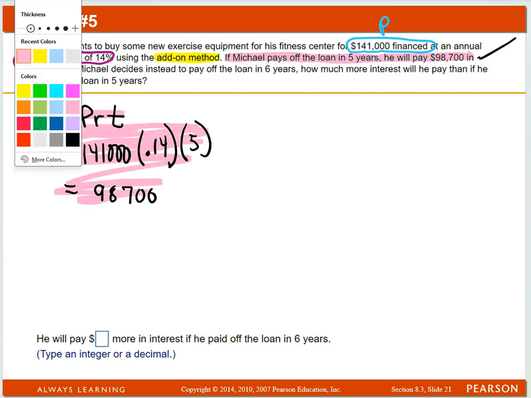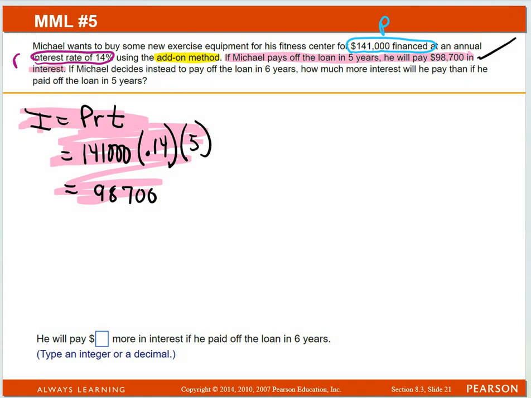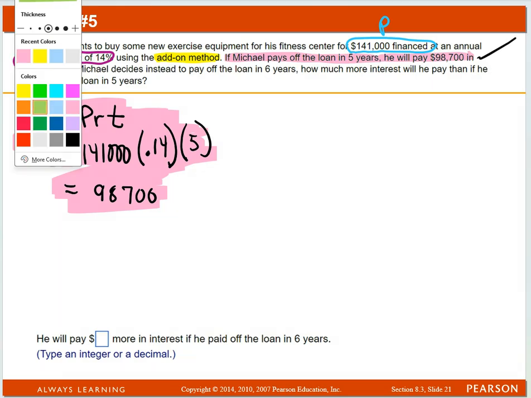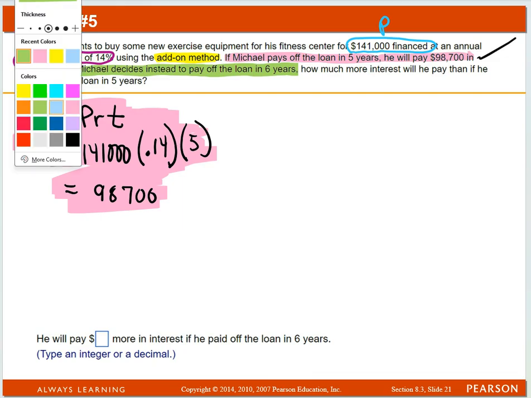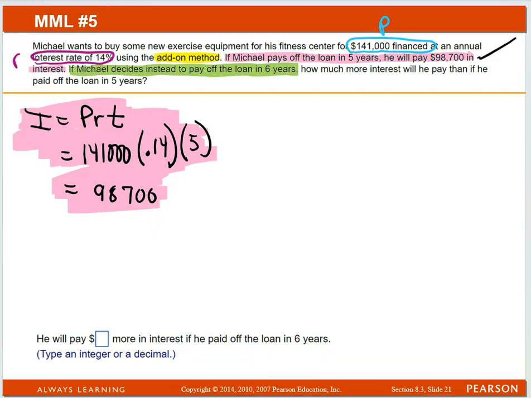I need to make that bigger because this is not flowing very well. There we go. That's the pink. Okay, next part. Now it says, if Michael decides instead to pay off the loan in 6 years, purple, how much more interest will he pay if he had paid off the loan in 5 years?